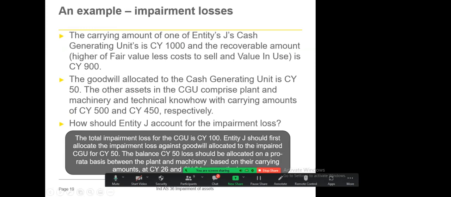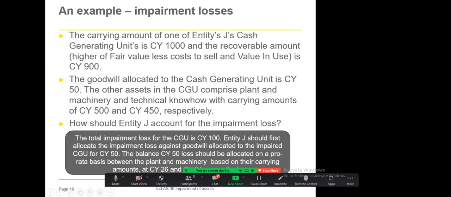The carrying value of entity J's cash generating unit is 1000 rupees. And the recoverable amount, that is the higher of its fair value less cost to sell and the value in use, is 900. So the carrying value is 1000, but the recoverable amount is only 900. This is a clear-cut case where we need to recognize an impairment loss of 100 rupees. The goodwill allocated to the cash generating unit is 50 rupees. The other assets in the cash generating unit comprise plant and machinery and technical know-how, which have carrying values of 500 and 450 respectively. So how do we account for the impairment loss in this case?